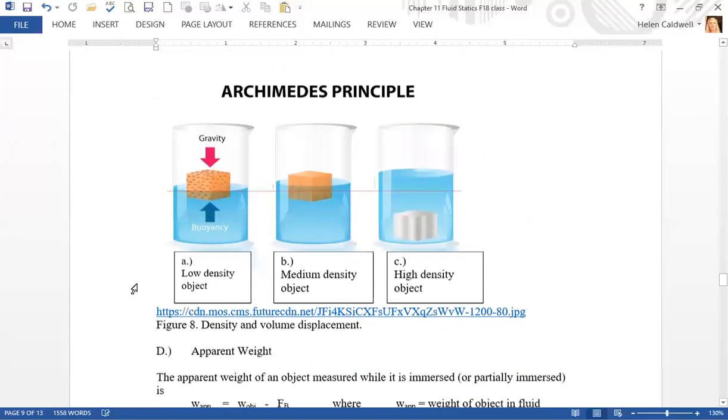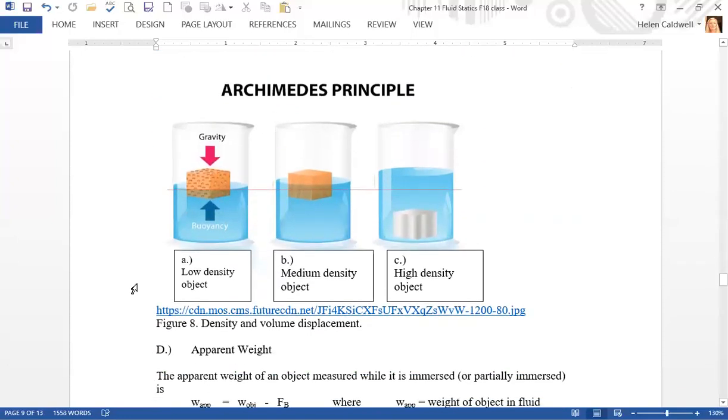So let's talk about Archimedes' principle. If you have a low density object, this one's got holes in it, it's going to float fairly high. We'll assume our liquid is water. So gravity's pulling you down, the buoyant force is supporting you. If you float, then the mass of the displaced fluid is equal to the mass of the object.